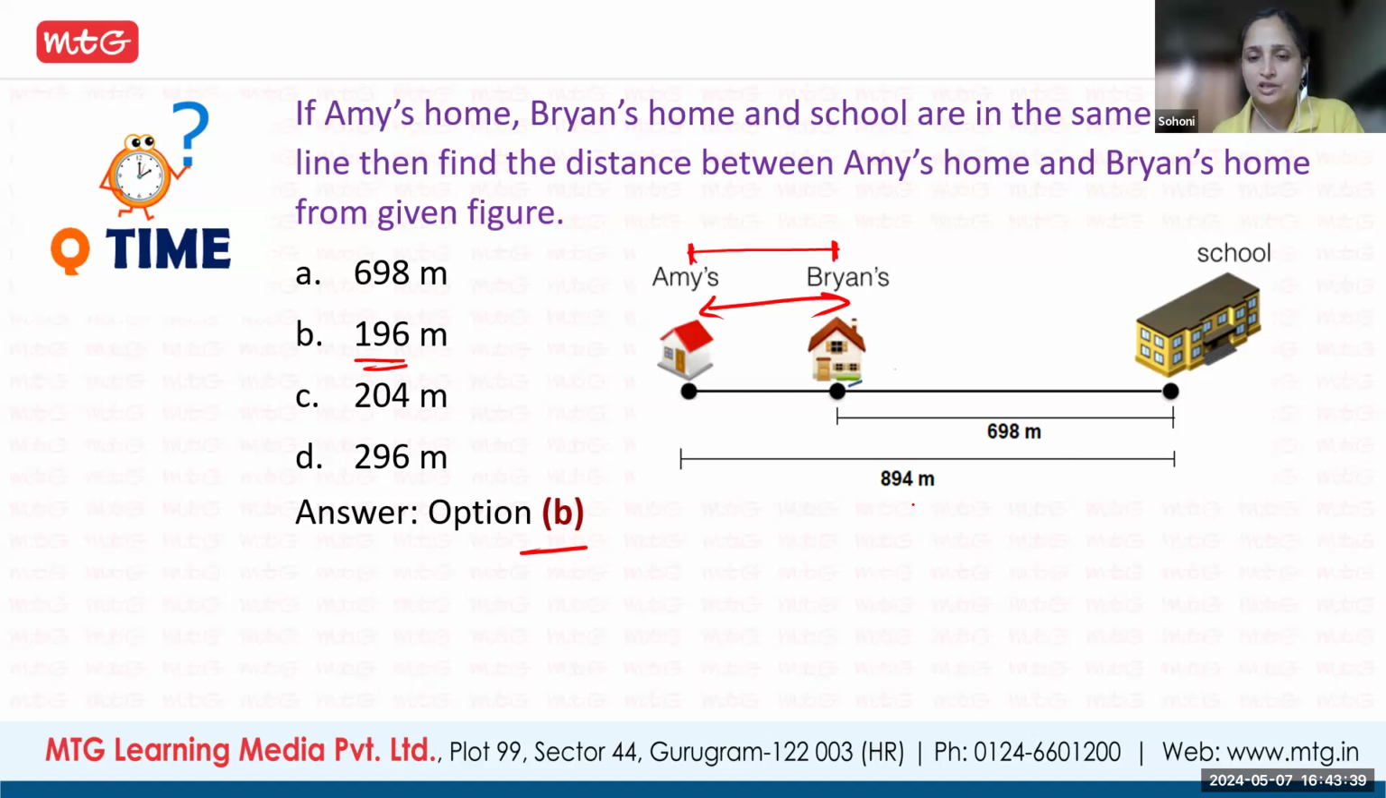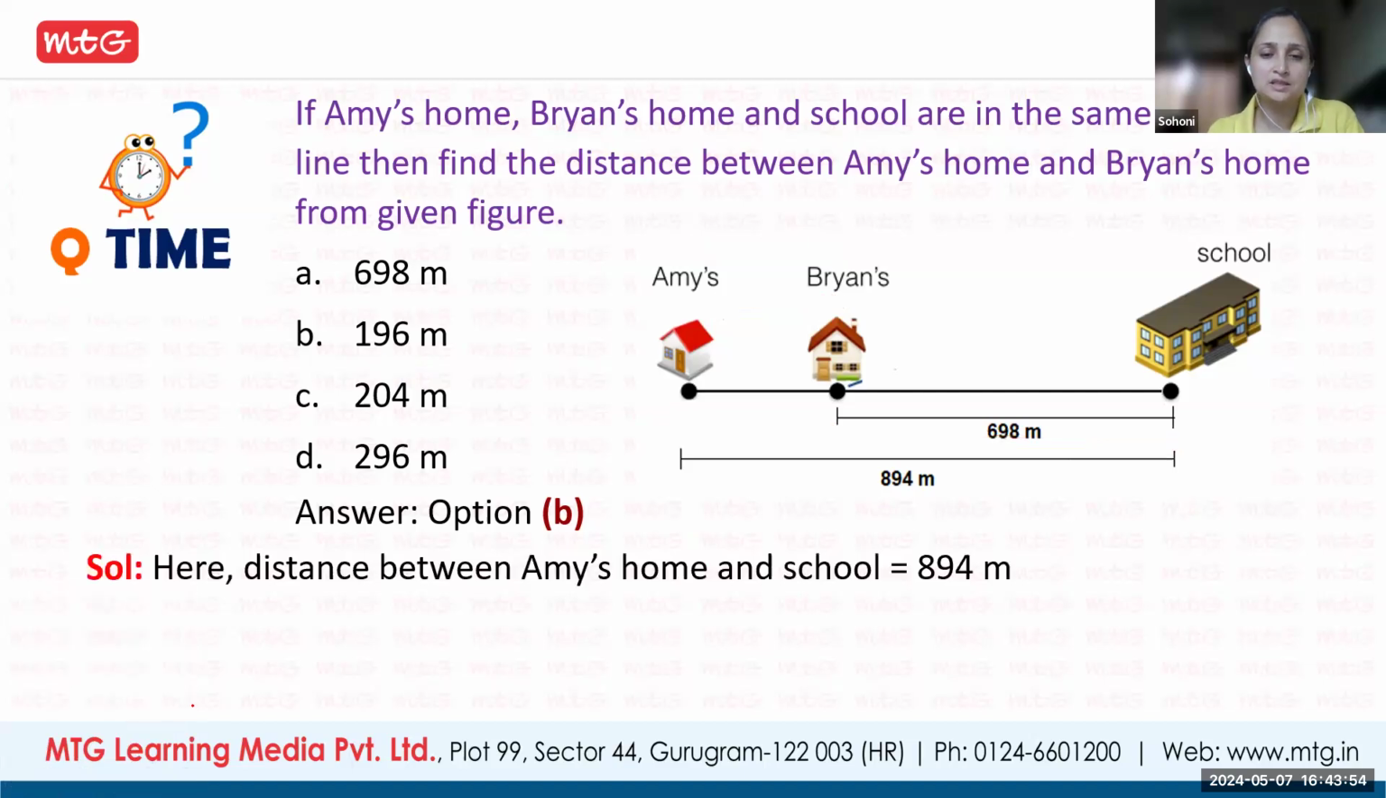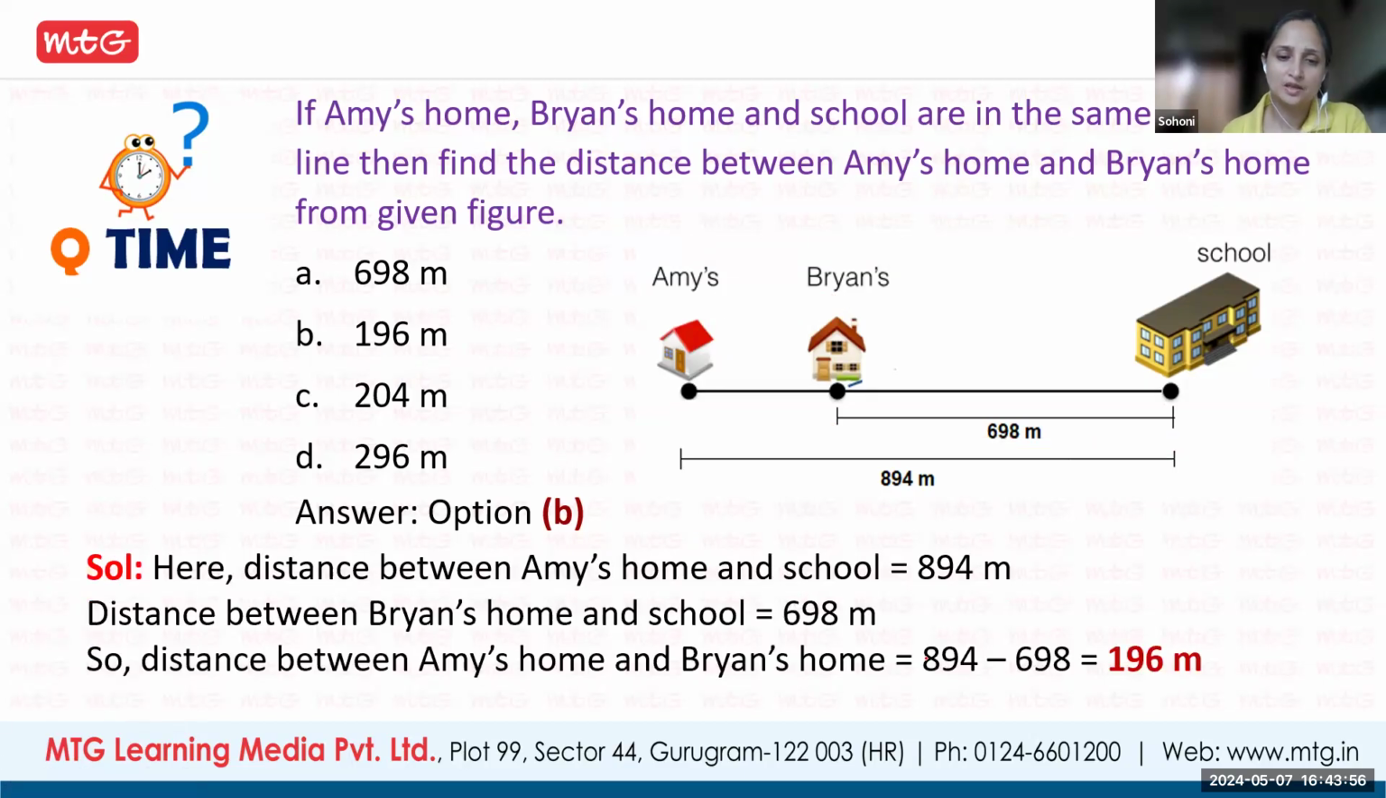So how do you find it? You have to subtract, because this is the total distance minus this distance. If we subtract these two distances, we can find this distance. So 894 minus 698. That is the distance between Amy's home and Brian's home. So 196 meters.